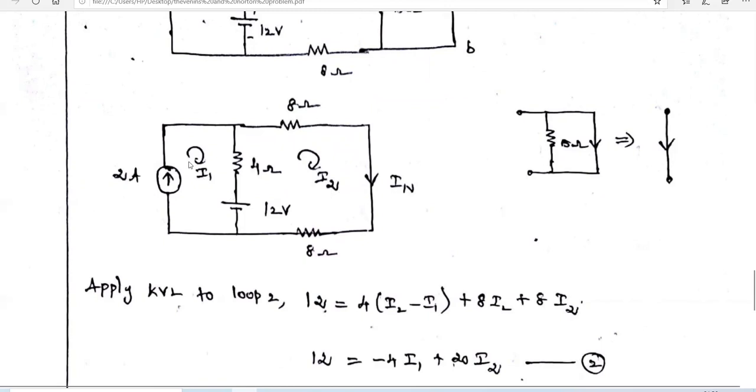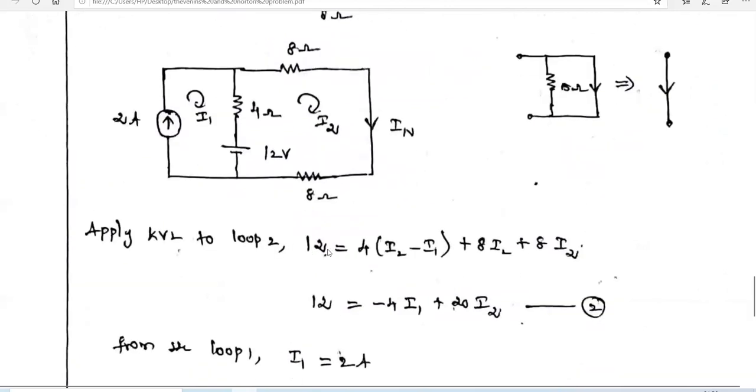So you know the same procedure as in Thevenin's model. What is the value of I1? According to this diagram, the I1 value is the current source, 2 amps. It is known, and we have to write the KVL equation for the second loop. What is that equation? 12 equals 4 into I1, plus 4 into (I2 minus I1).